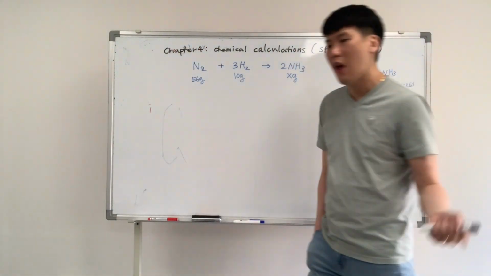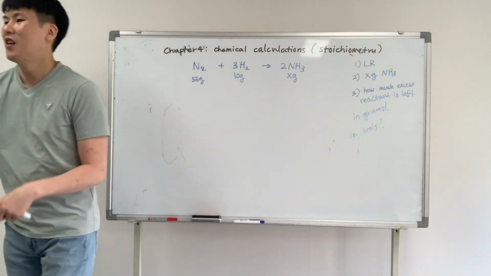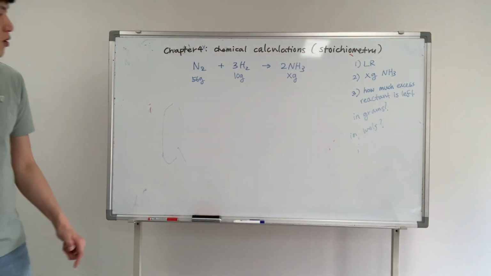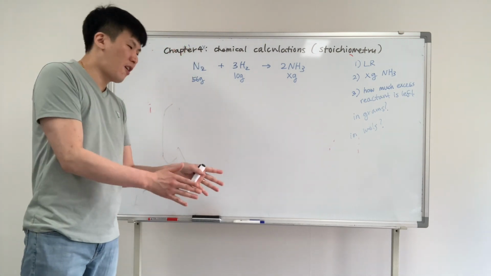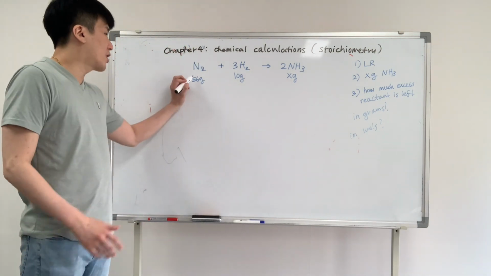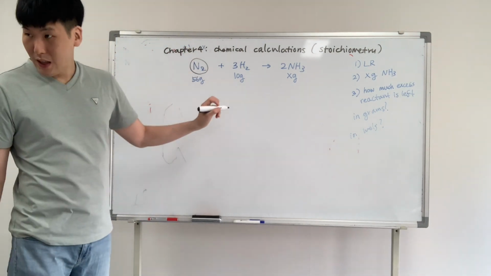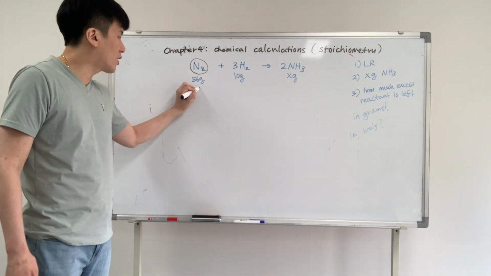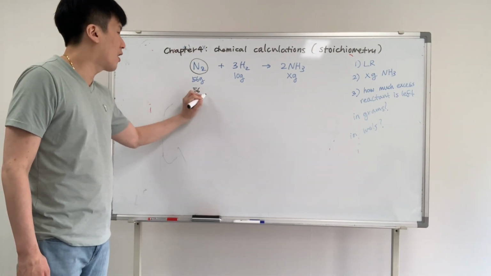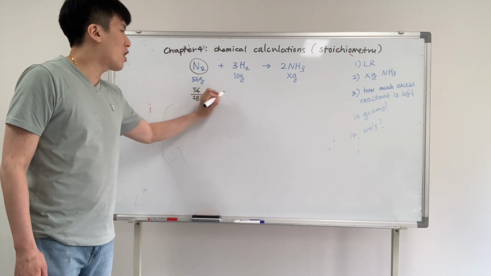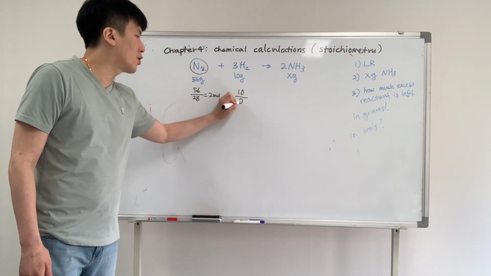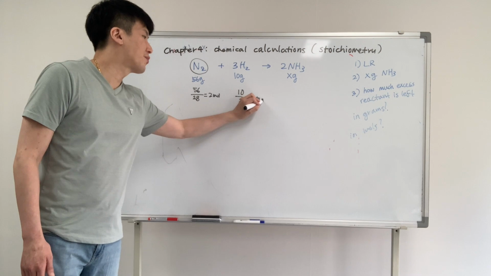Okay. First thing. What was the first thing? Taeyong, what was the first thing? You have to get the mole. Mole is mass over molar mass, right? So this guy, molar mass is 28, so that's 56 over 28. I get 2 moles. Here, that's 10 over molar mass 2, 5 moles.